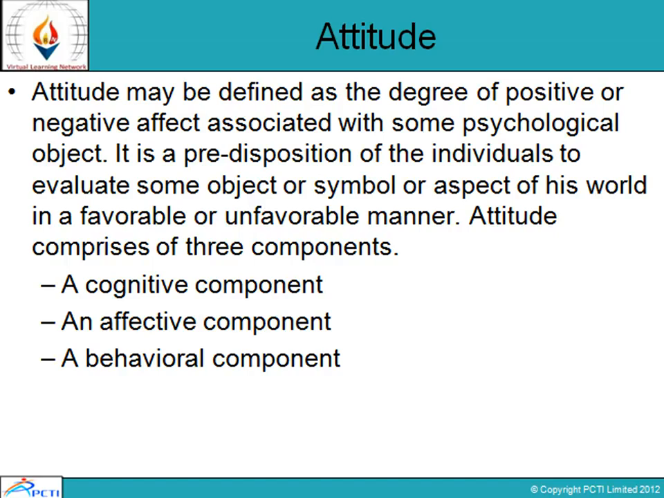So there are two dimensions of attitude. One is favorable, another is unfavorable. One is positive, another is negative. So two extremes they follow. Now attitude comprises basically three components. One is the cognitive component. When we talk about the cognitive component, it is basically a person's belief or information about the object.